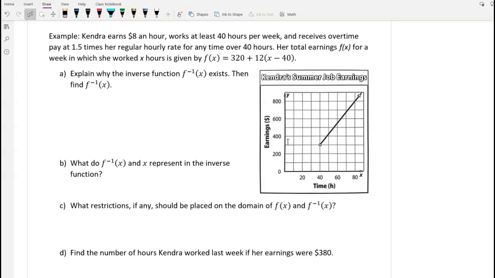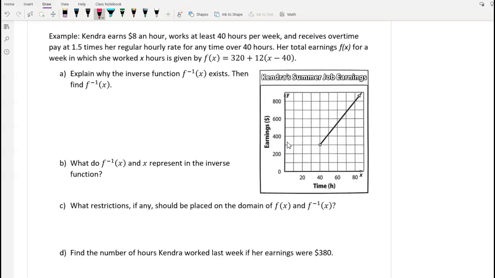All right, for our last example, it says, Kendra earned $8 an hour, works at least 40 hours per week, and receives overtime pay at 1.5 times her regular hourly rate for any time over 40 hours. Her total earnings f of x for a week in which she worked x hours is given by the function f of x equals 320 plus 12 times quantity x minus 40. So, explain why the inverse function exists.